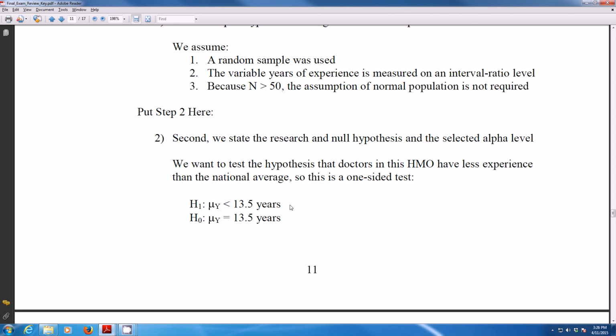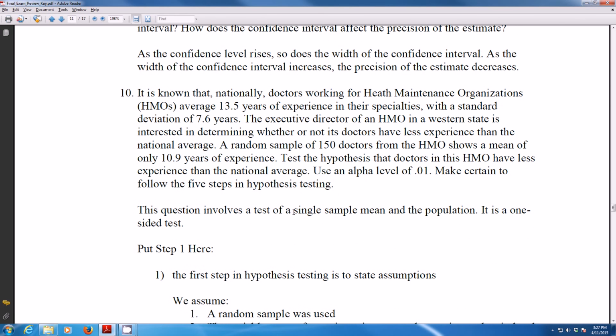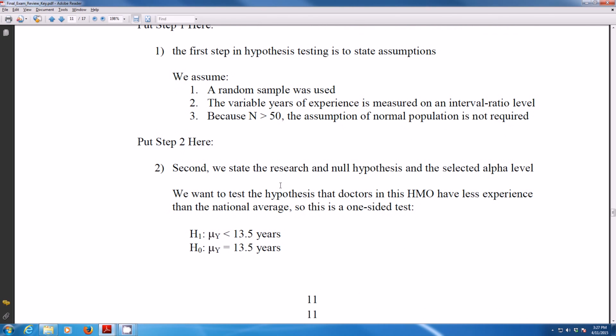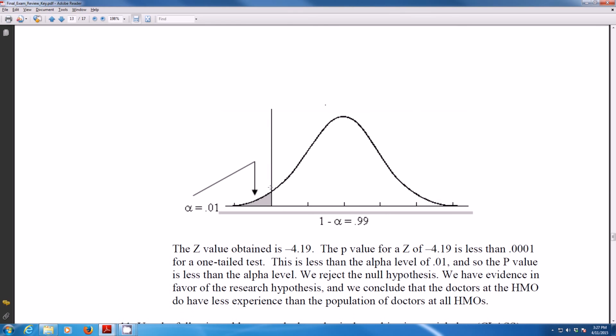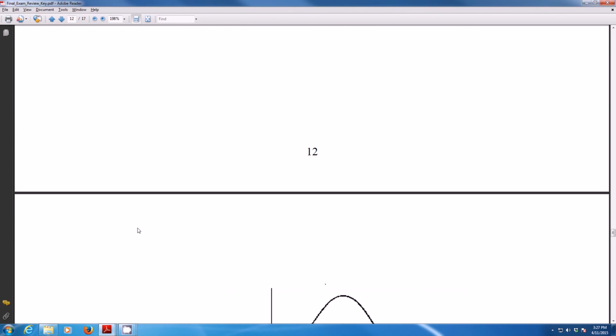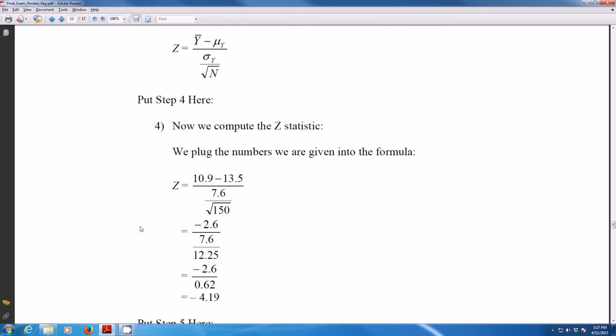Now, in terms of variations on this question, the only thing that can differ is the research hypothesis. In this case, it was a left-tailed test. But suppose that the question said, test the hypothesis that doctors have a different level of experience than the national average. Well, in that case, you would have a two-tailed test, and this would be not equal to. Then our rejection region would be equally split into both tails of the sampling distribution instead of just one tail.